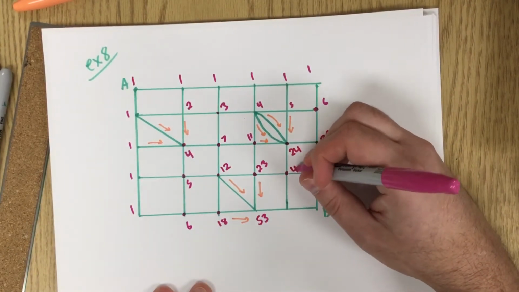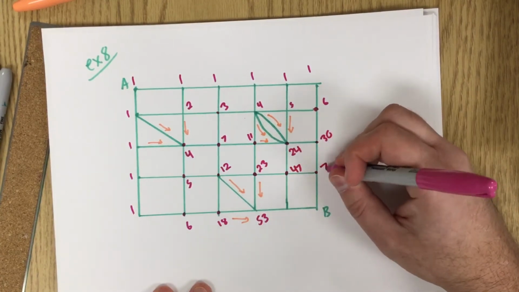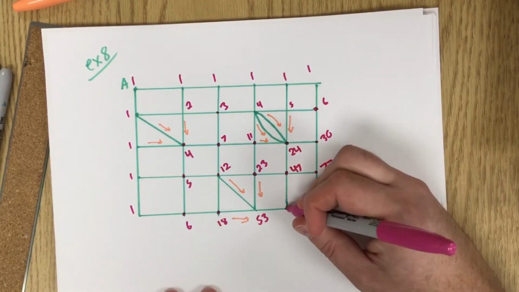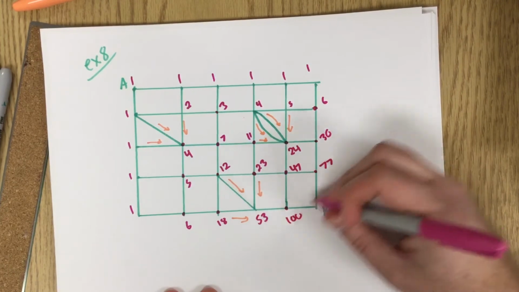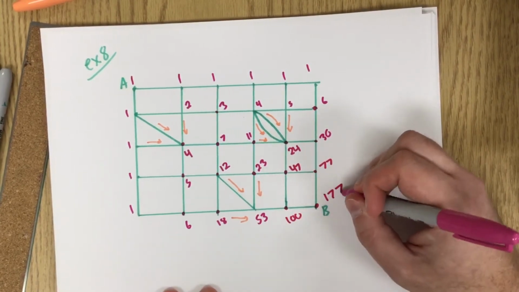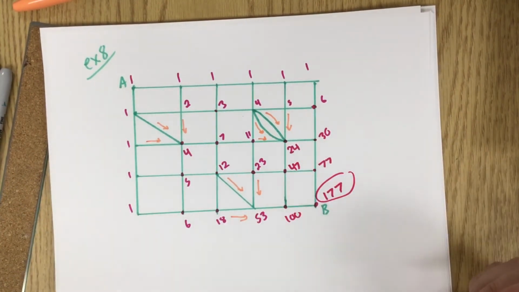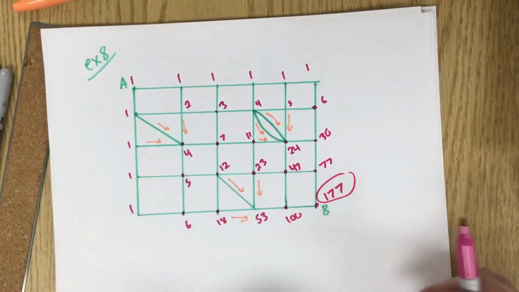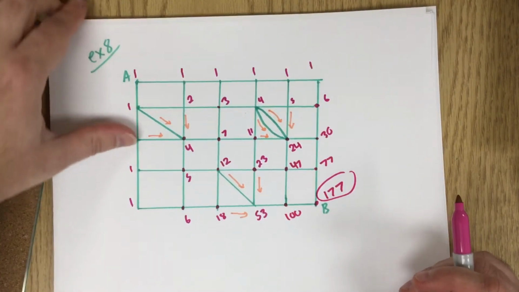Now it's just clean up. 47, 77, 100, and 177. So 177 ways to get from there to there.